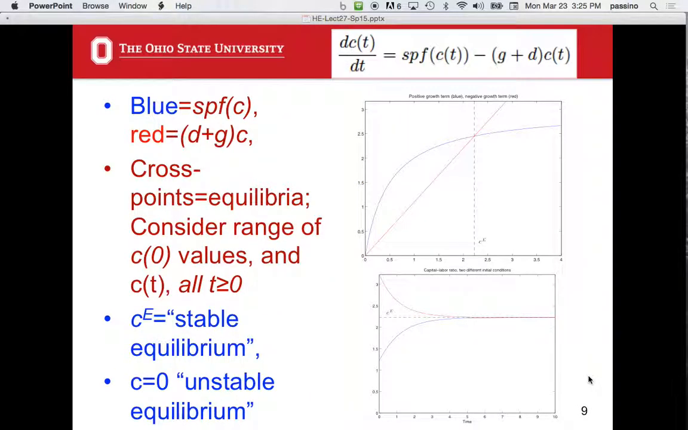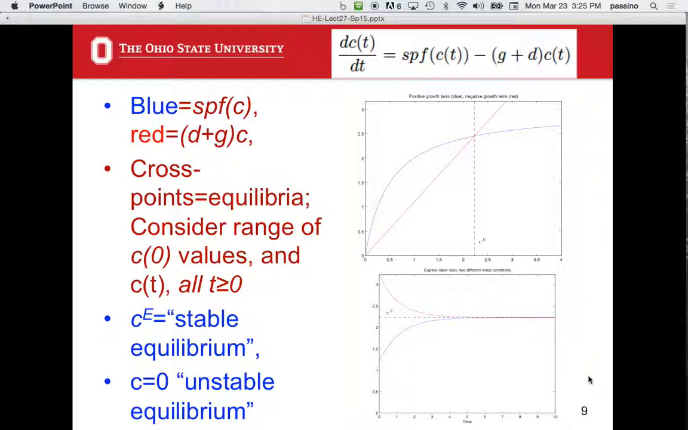Okay, so here they are. In this plot, the blue is S P F of C. Indeed, it's a function that moves up and levels off. It goes like this, right? That's the blue guy. Now the red guy is D plus G times C. I didn't plot the negative guy, I just plotted the positive. And that line is going straight up like that.